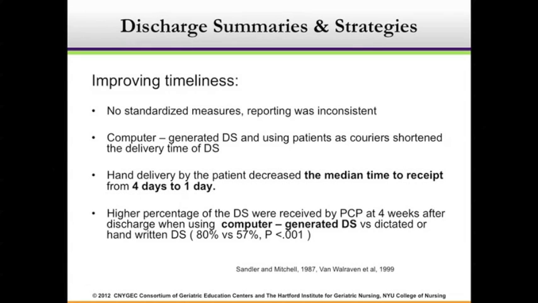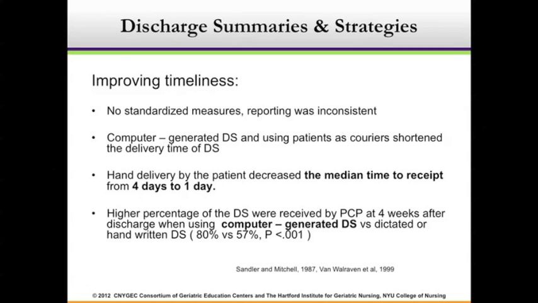So how do we improve the timeliness? Well, there's a few studies that have shown that computer-generated discharge summaries are better. And actually empowering and giving patients their discharge summaries increases the likelihood that doctors on the follow-up visit will have it available.